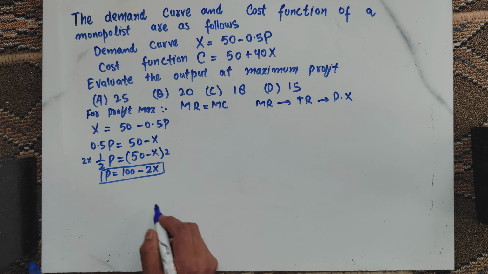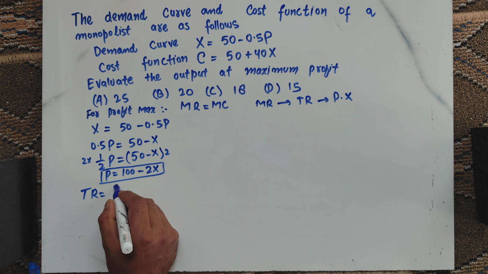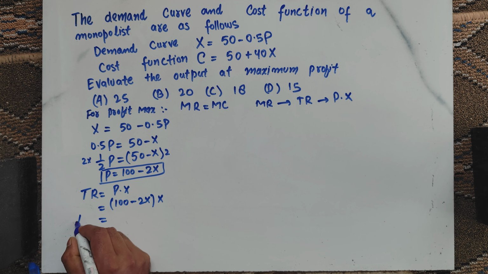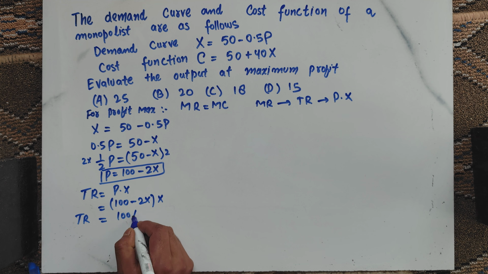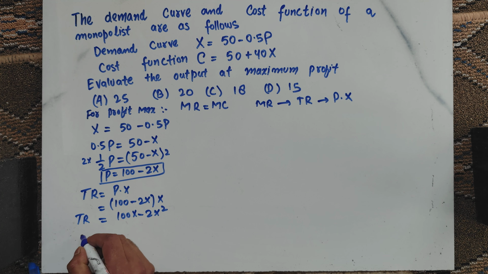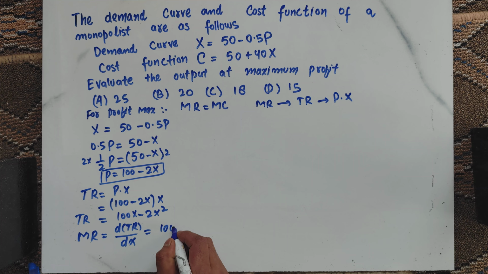Now from this we can find the total revenue function. Total revenue of the monopolist will be price times output, and price we have solved as the inverse demand function, and to this we multiply by output. So total revenue will be equal to 100x minus 2x squared. What about marginal revenue? Marginal revenue is simply the change in the total revenue due to the change in output, the derivative of this function with respect to x. Derivative of 100x is 100, minus derivative of 2x squared, which is 4x. So marginal revenue is 100 minus 4x.